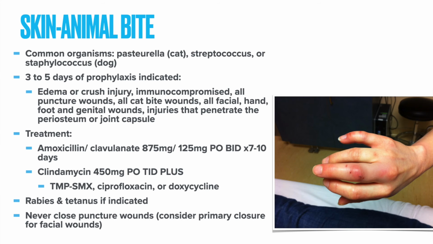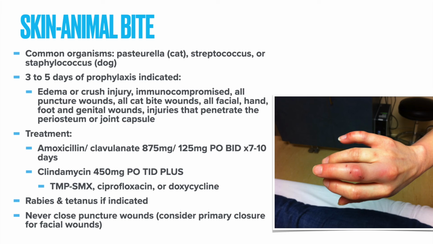All right, so for our final few slides, I will be discussing animal and bug bites, and then treatment for each. So frequent animal bites include bites from dogs and cats. So the common organism from a cat bite is Pasteurella, and from a dog bite is going to be Streptococcus.